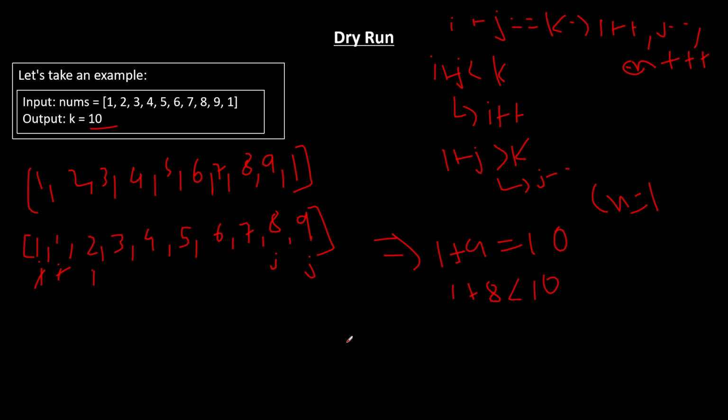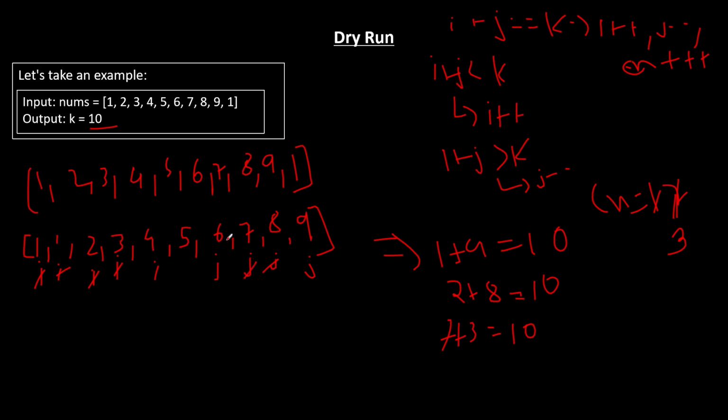Now i becomes 2, right? The value of i is 2 now. So it becomes equal to 10. Fine. So count becomes 2. So we increment i here also and we decrement j. Again, we can see that 7 plus 3 gives us 10. So our count becomes 3. And we increment i again and j again.